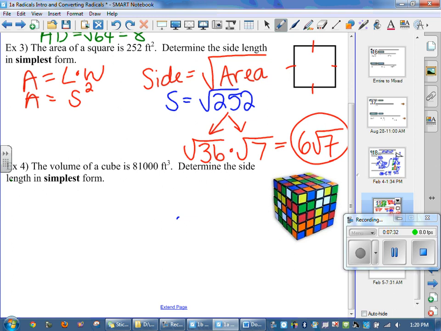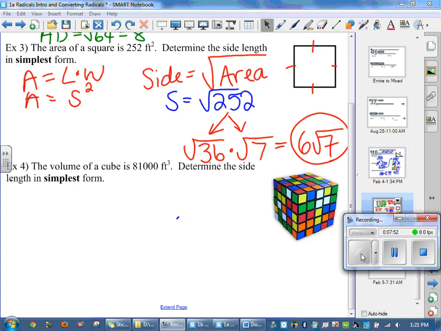Okay? It's not asking me for a decimal answer. It's asking me for the simplest form. That tells me right away I have to leave it as a mixed radical. Okay? Any questions so far? Yes? So same type of thing we did in example 3.